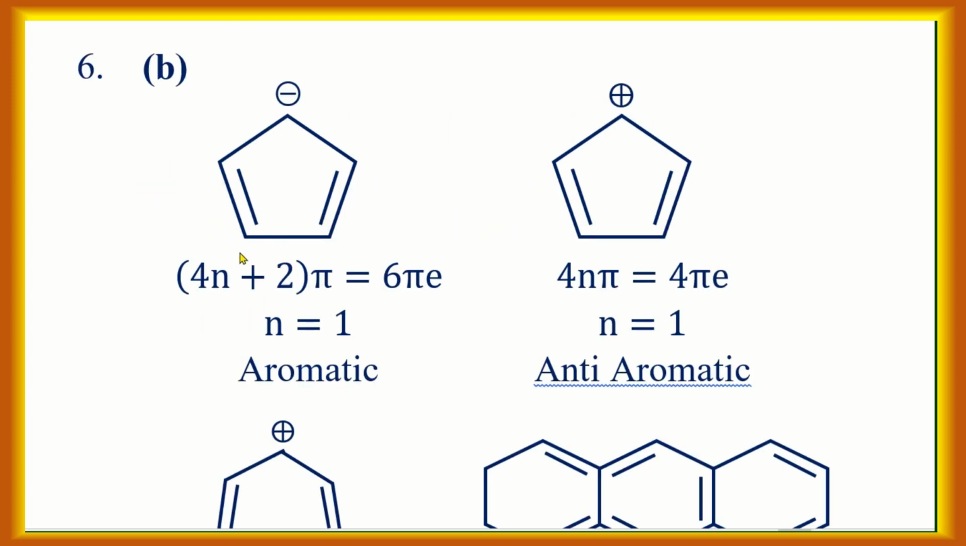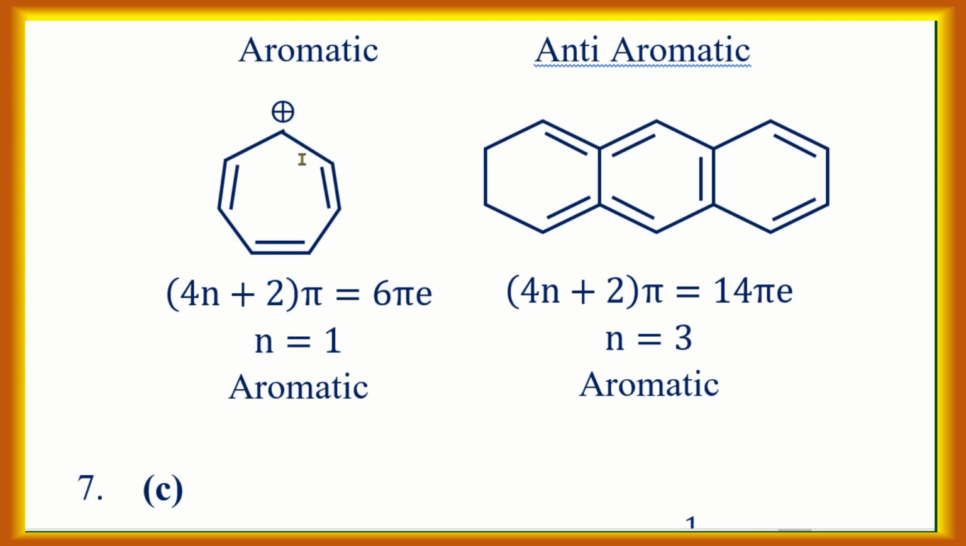First, the cyclopentadienyl anion obeys Huckel's rule, that is 4n plus 2 pi delocalized electrons. Here 6 pi electrons are present, that is n equals 1, and it is aromatic. And the second one, the cyclopentadienyl cation: here 4n pi electrons are present because of the positive charge, no electron, it is electron deficient at this point, and it obeys the 4n pi rule, so it is anti-aromatic. The cycloheptatrienyl cation is also aromatic, it obeys Huckel's rule, and anthracene also obeys Huckel's rule, so option B is right. So next, question 7.